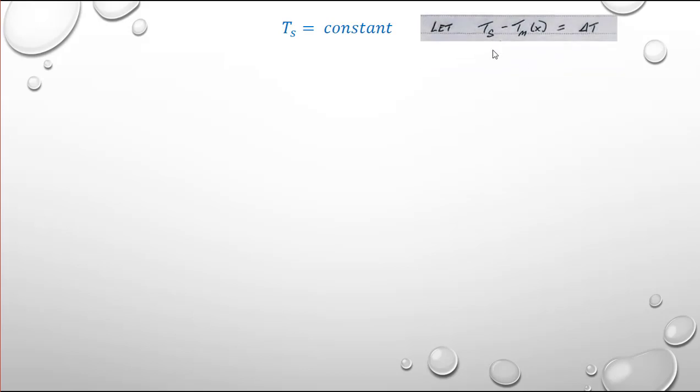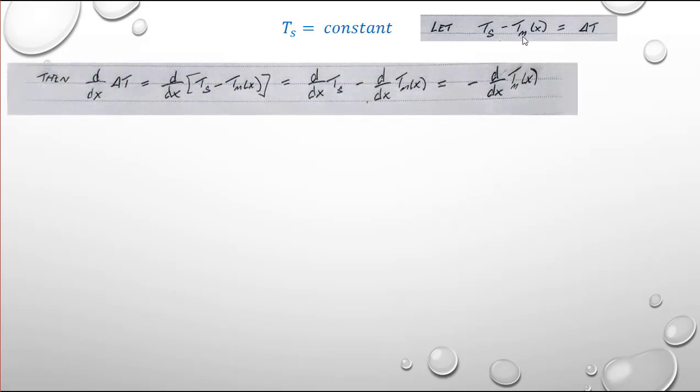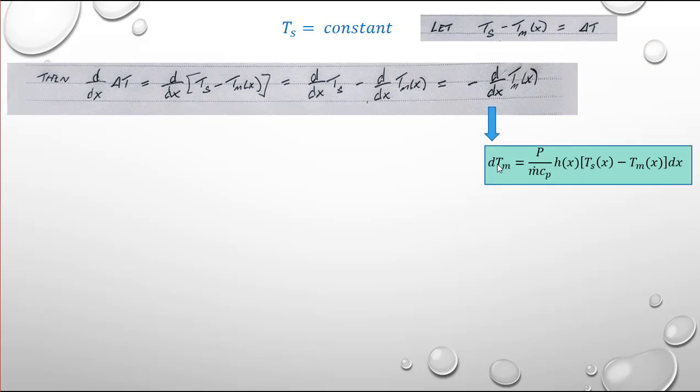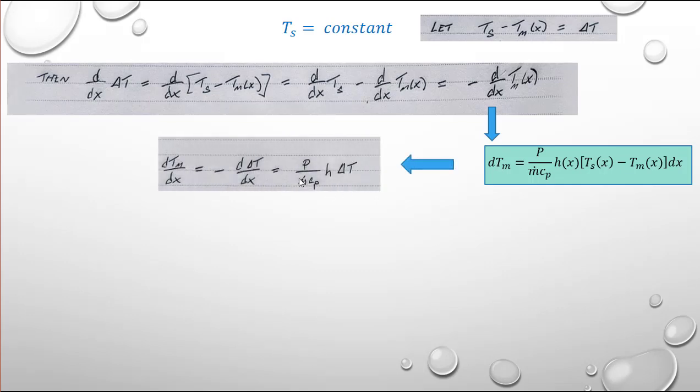We begin this discussion by introducing a term denoted by delta T, which is this constant surface temperature minus the mean temperature at any x location. If we then take the derivative of this term with respect to x, we'll see that when we take the derivative of the constant value, it of course goes to 0, so we're left with a minus d dx of the mean temperature. We will then use this result and substitute it into our expression for the differential mean temperature obtained in the previous slide. And this results in a form that is now written in terms of delta T.